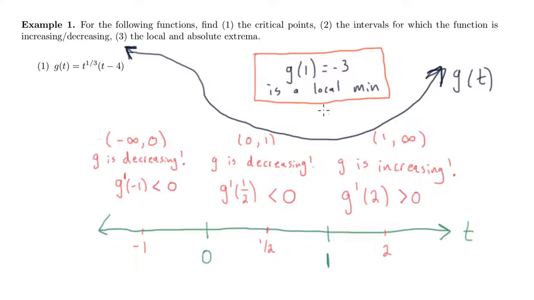Well, it's because the function changes from being decreasing to increasing. And that's the first derivative test. So if the function changes from being decreasing to increasing, then we have a local minimum at that critical point. And so g of 1, which is equal to negative 3, is a local min. And now just based on the shape of the function, I can actually see that g of 1, which is equal to negative 3, is also the absolute min.